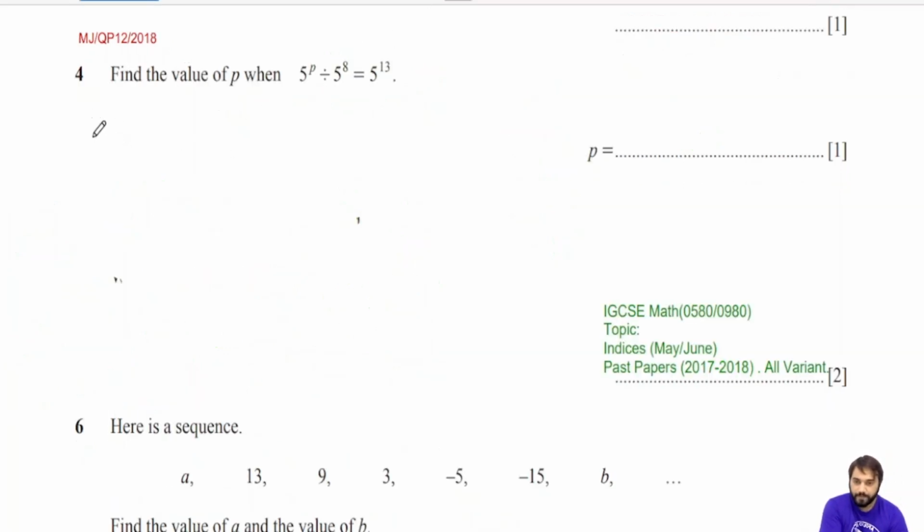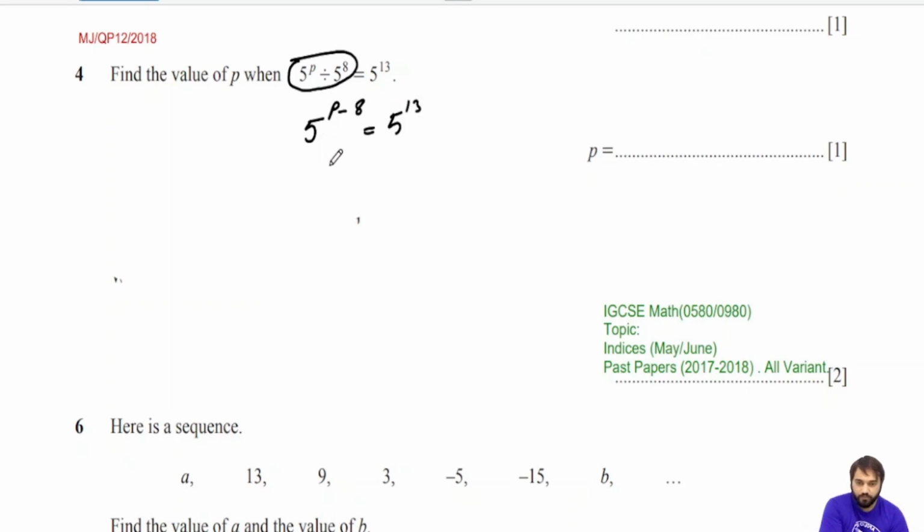Question 4. That appeared in 2018. Question paper was 1 and the variant was 2. Find the value of p when 5 raised to power p divided by 5 raised to power 8 is equal to 5 raised to power 3. We have division and same bases. We just write one time base and subtract the powers. P minus 8, that would be equal to 5 raised to power 13.